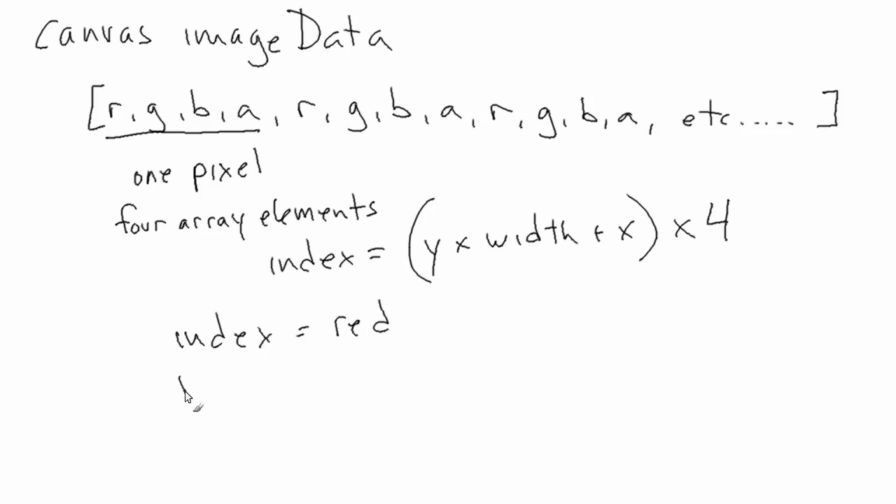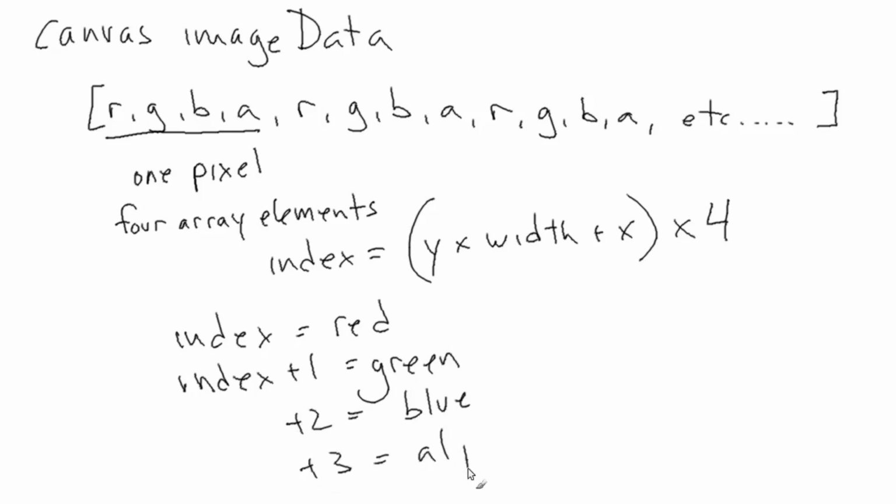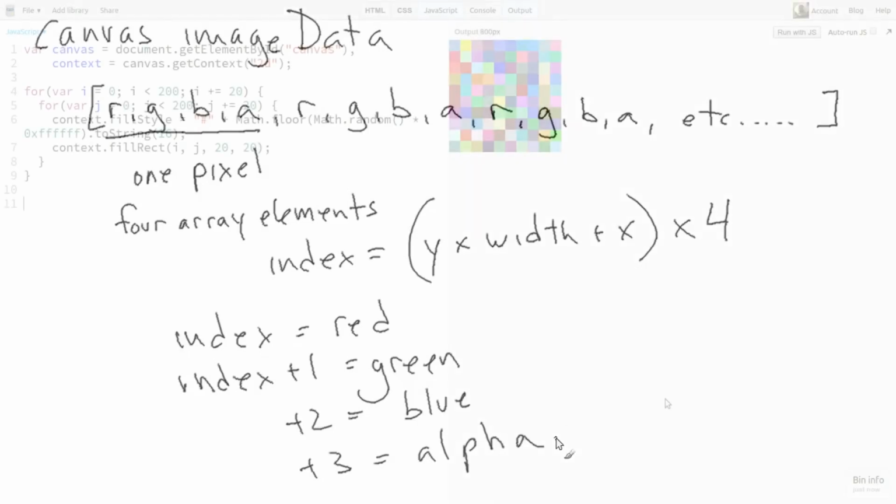That index will be the red channel. Index plus 1 will be the green channel, index plus 2 is the blue, and plus 3 is the alpha channel. It's also worth noting that the image data object has properties for the width and height of the canvas area that was captured, so we can use that width value in our calculation. With this, we can make the worst color chooser in the world.